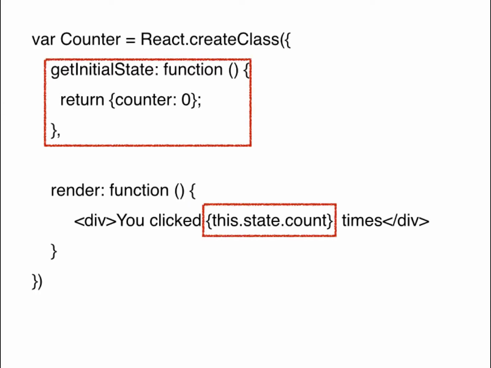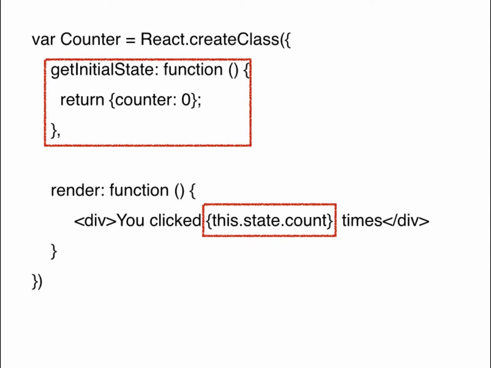Now remember that each component has an object called props. Each component also has an object called state, where it gathers its state variables. So props are variables that are passed from the parent. State is the object that you yourself manage. So how do you initialize your state?